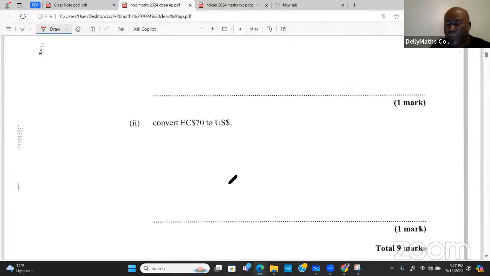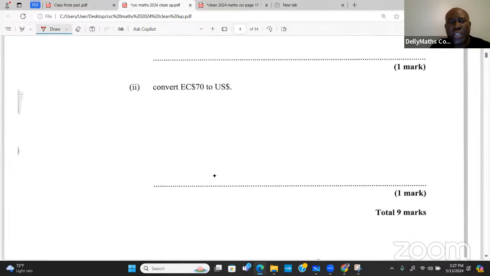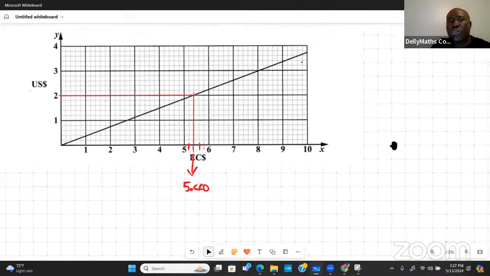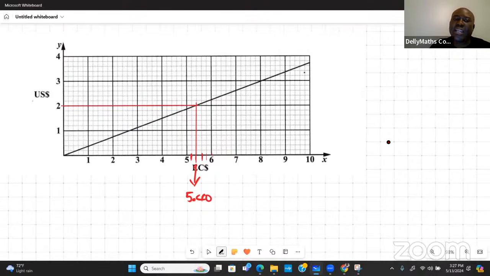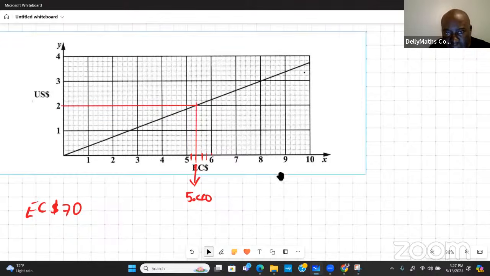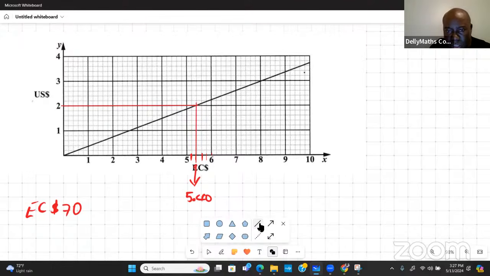So the other question says we're still using the graph. What we want to do is convert EC 70 to US. So what we're going to have to do is to use the graph to do an idea. Remember, it's a straight line, so the ratio remains constant. So I want to look at EC 70, even though there's no 70 here, but I could relate EC 7 and then multiply by 10. So I'm going to use EC 7 here. I'm definitely going to use this graph because we're supposed to be using the graph.